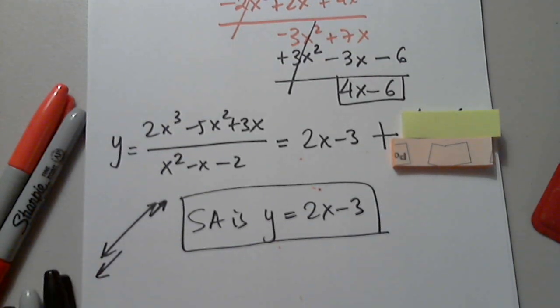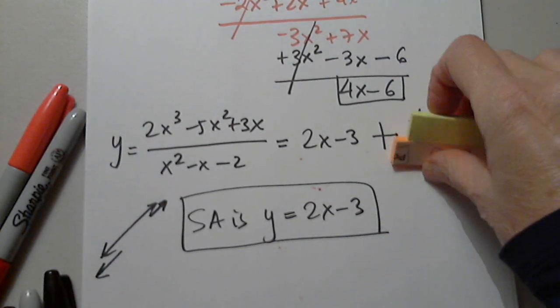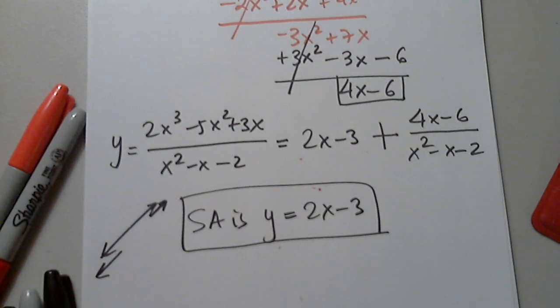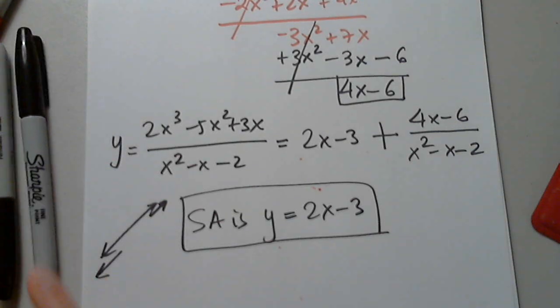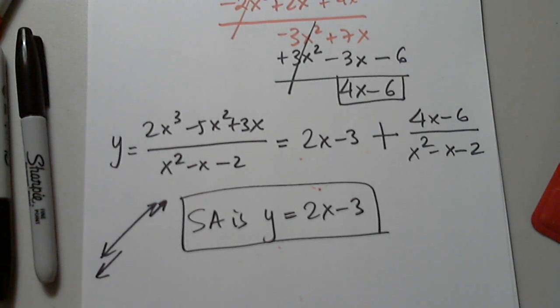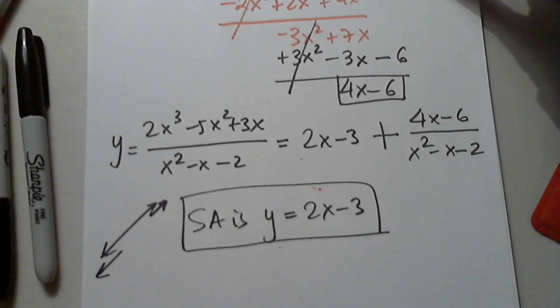Good. Are we okay with the slant asymptote now, or do we need other examples? Anyone, please? Are we okay? Are we okay with the slant asymptote? Please say something. Yes. Okay.